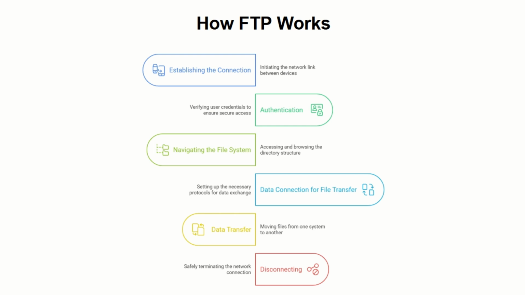Once the connection is established, the client sends a username and password to the FTP server. If the credentials are valid, the user is granted access to the server's file system. Then users can navigate over the file system. After that, the data connection, the file transfer, happens. The file data is sent over the data connection. FTP can handle files of various sizes, and many implementations support resuming interrupted transfers.